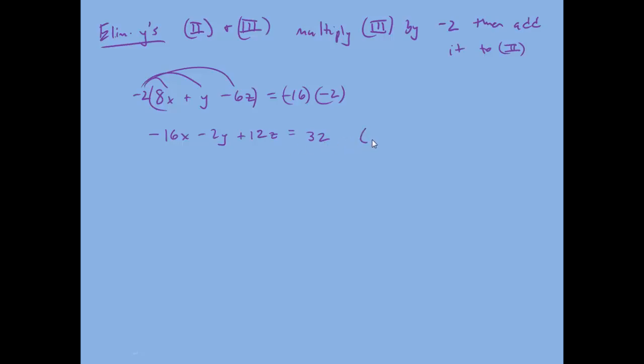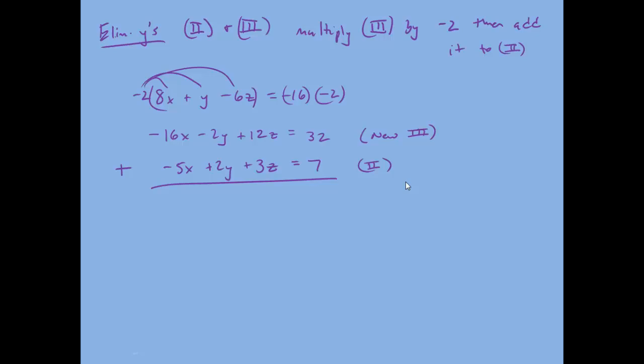So this will be my new equation 3 for the second step. That's what equation 3 became after I multiplied by negative 2. Remember, I wanted to add this to equation 2. And equation 2 was the negative 5x plus 2y plus 3z equals 7. We're adding these equations together. And this was equation 2.